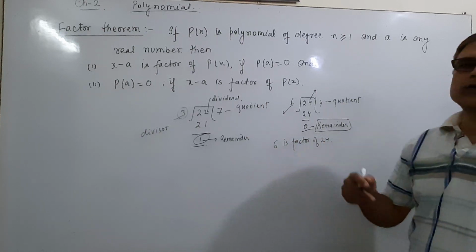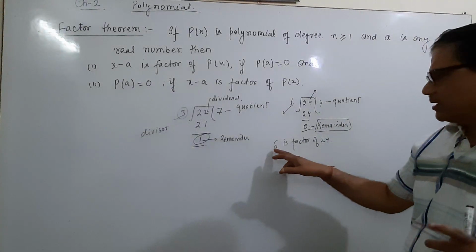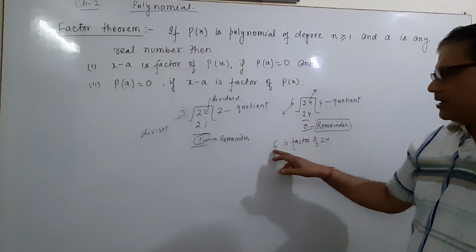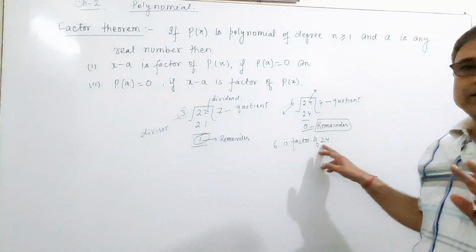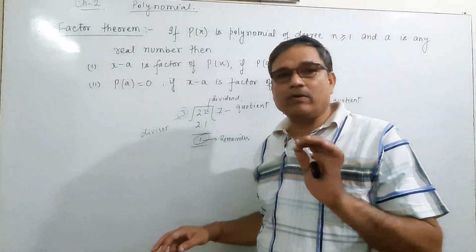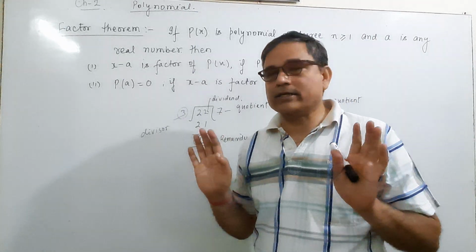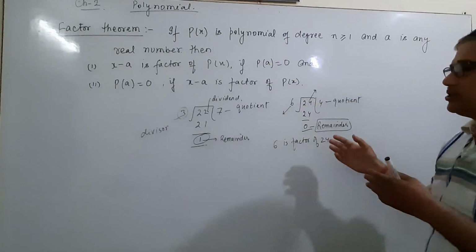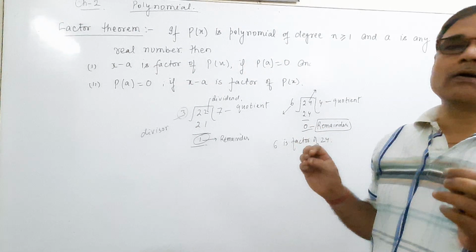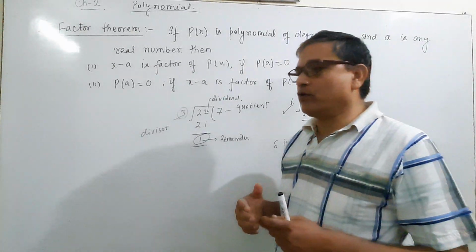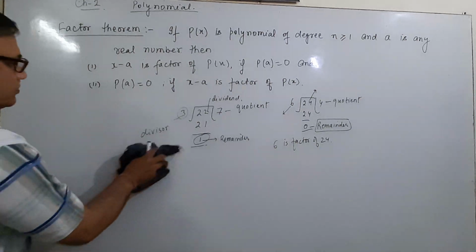You have done this in the previous classes, the 7th and 8th. What is a factor? A factor is a number which divides the given number completely, meaning the remainder will be 0, with no decimal expansion. That is a factor. But this is in the case of numbers only. If we are given a polynomial, how can we identify whether it is a factor or not?